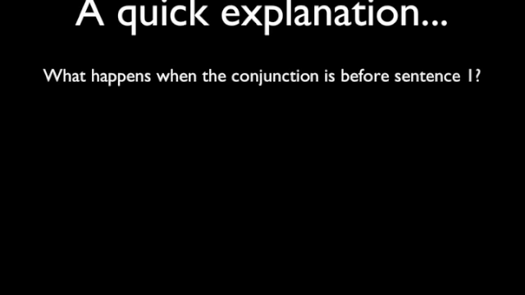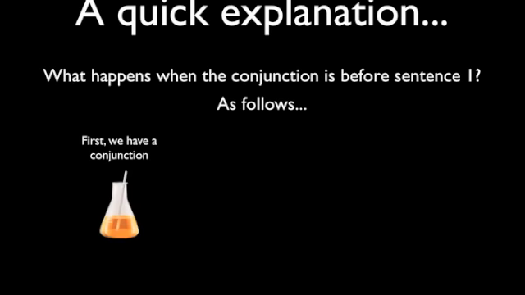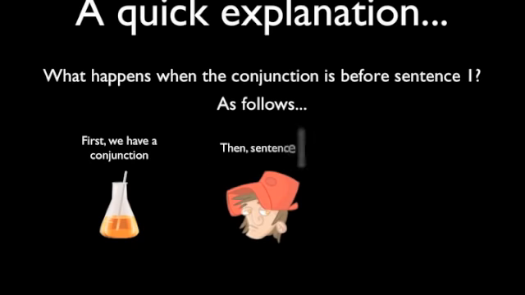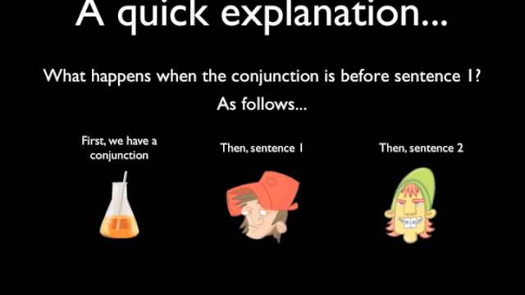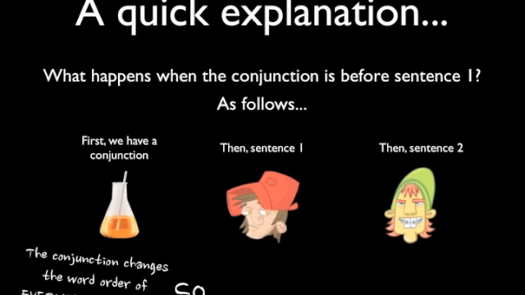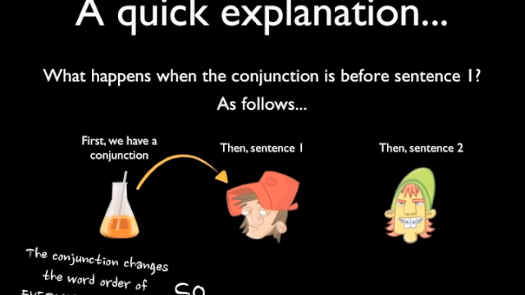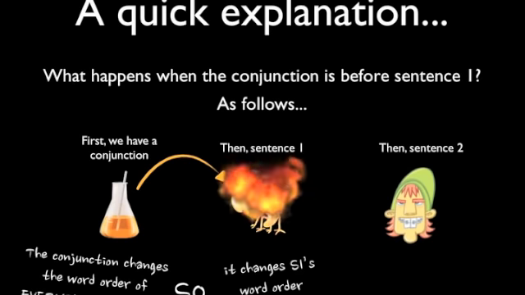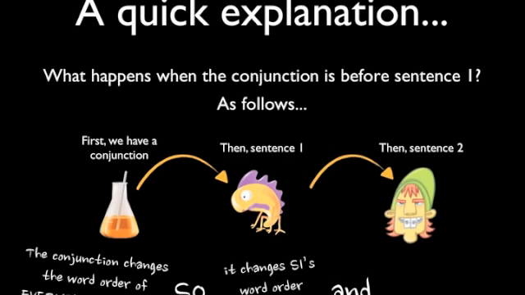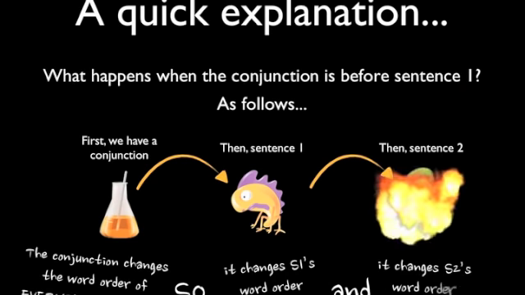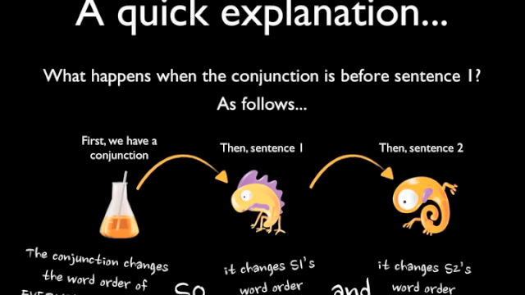Now, if you put it at the beginning of sentence 1, such as the following, you've first got your conjunction, then you've got sentence 1, and then you've got sentence 2. What happens when you join it? Well, firstly, it affects the word order of sentence 1, but because sentence 2 is also after the conjunction, it must affect the word order of sentence 2. So it changes the word order of everything that follows it.